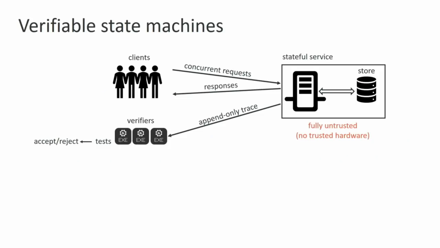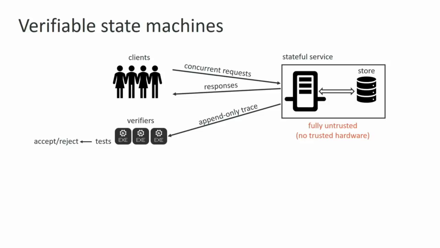A verifiable state machine is a primitive in which there are three types of entities: a set of clients, a stateful service, and a set of verifiers. These clients issue a set of requests to the service and get back a set of responses. Then the service periodically publishes a trace which contains an entry for each request-response pair. Then each of these verifiers run a set of local checks and then output accept or reject.